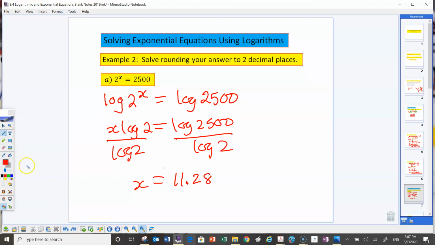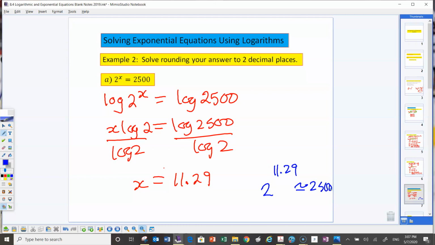if we go to, well, it says 2 decimal places in the question, so let's go 11.29. Now, if you wanted to check your answer, you could put 11.29 back into the original equation, and that should be close to 2500 because we rounded off.